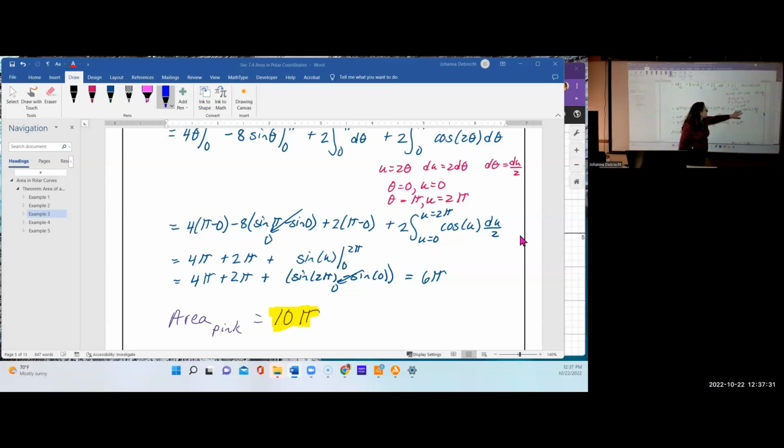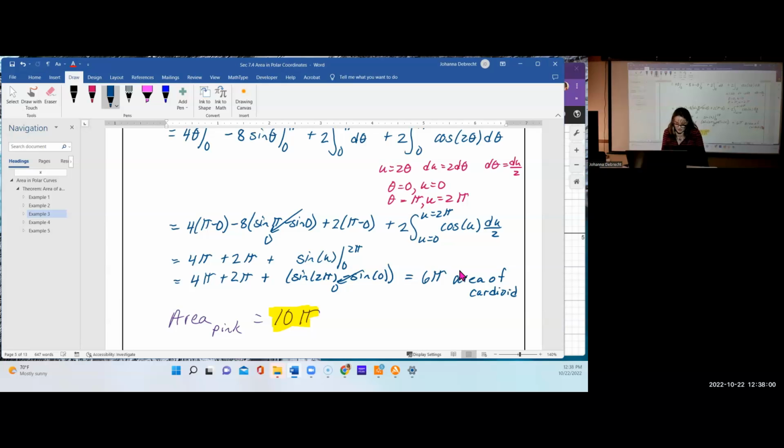So then I integrate this integral of cosine of u. I get sine of u evaluated from 0 to 2 pi. The 2 cancels with the 1/2 coming from d theta. But the sine of 2 pi is 0 and sine of 0 is 0. So this one drops out. And I have 4 pi plus 2 pi, which is 6 pi. Now the 6 pi, of course, that's the area of the cardioid. All right, so that's what I found right here.